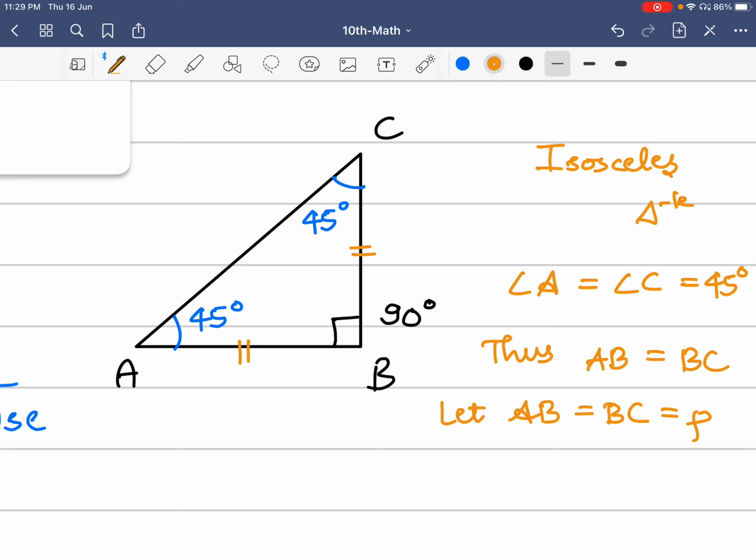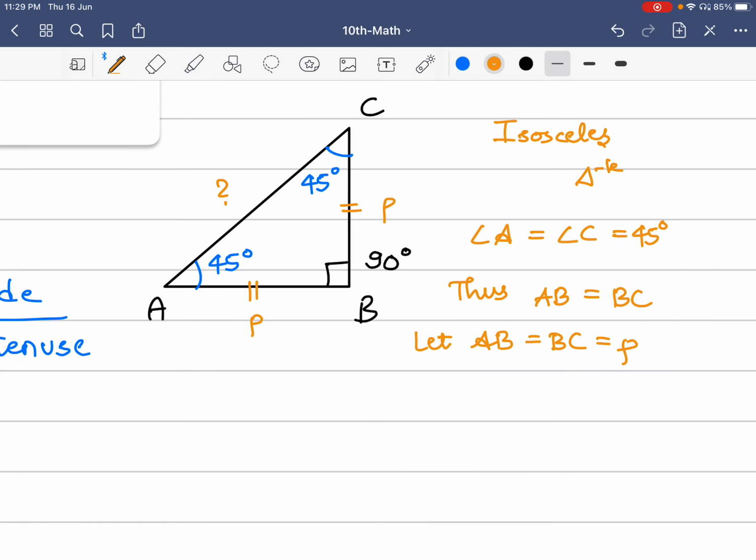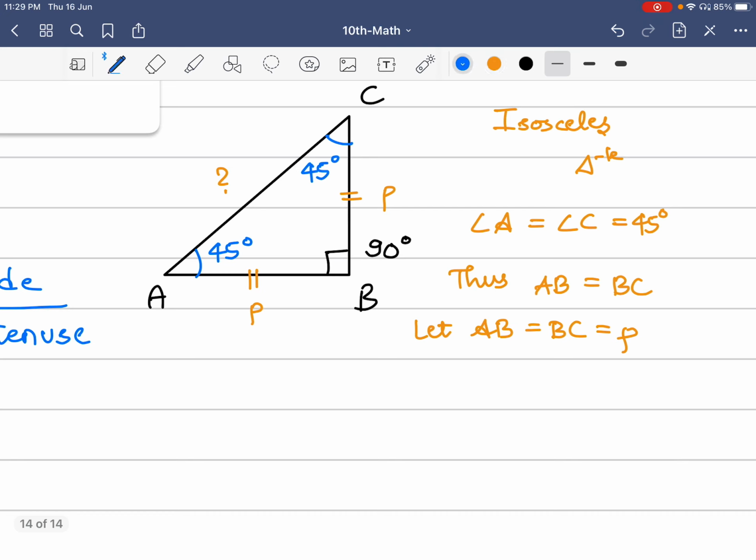Let it be equal to P. So I'm going to mark here, this is P and this is P. Now we have to find the value of AC. Okay, so we are going to use Pythagoras theorem. Let's zoom out. Yes. So now let's draw a line here.